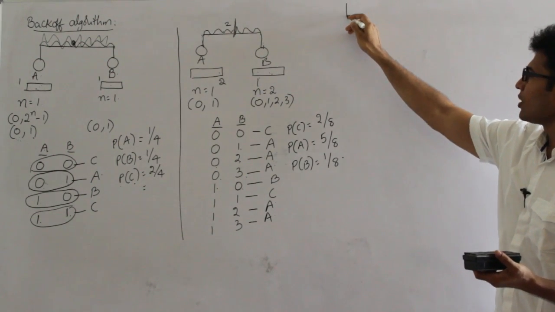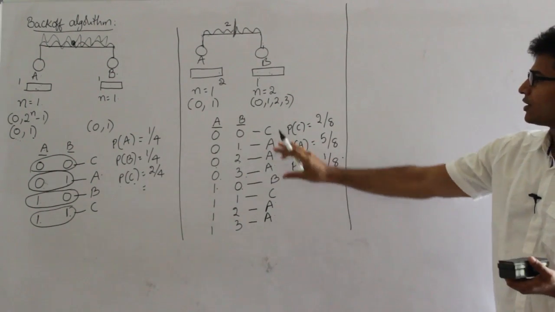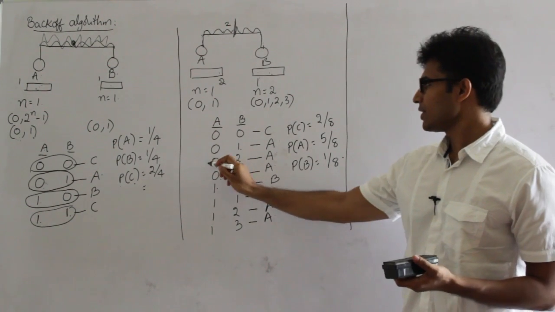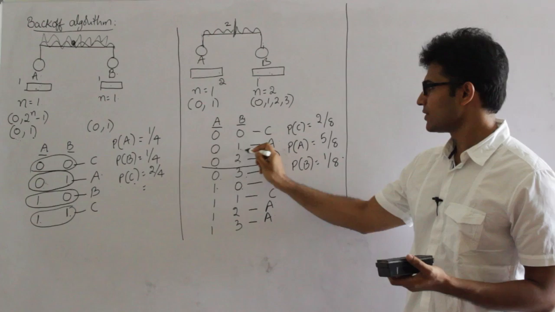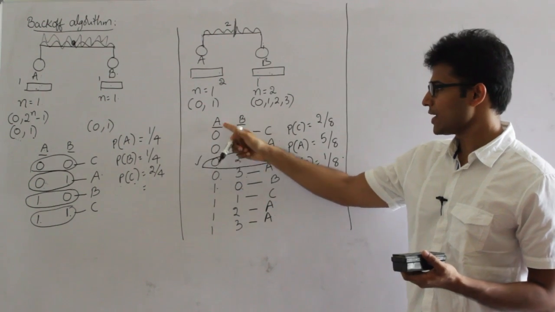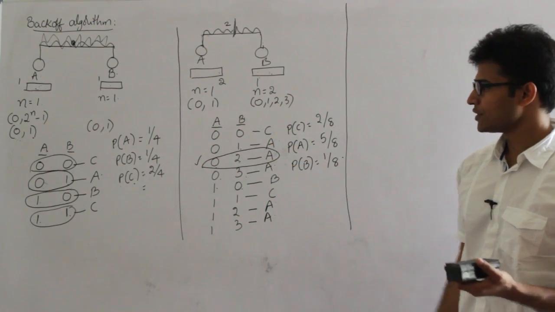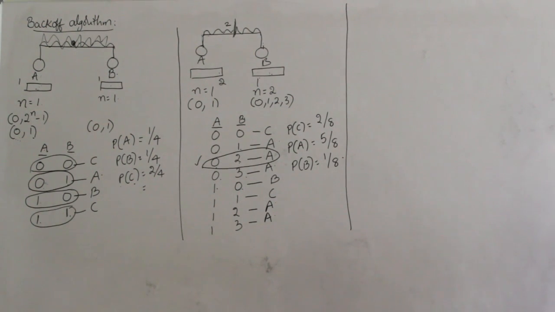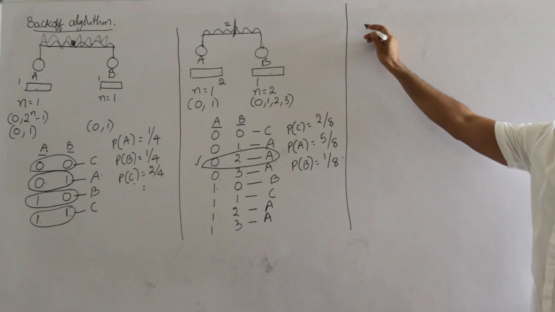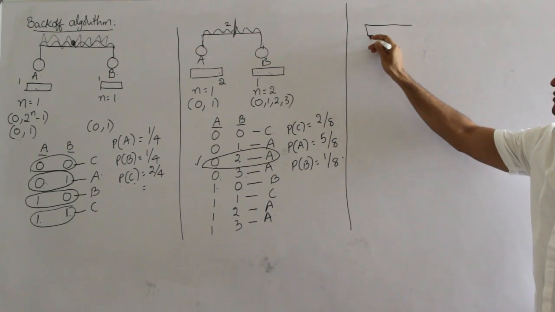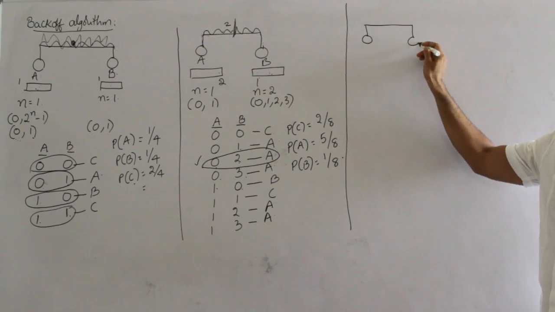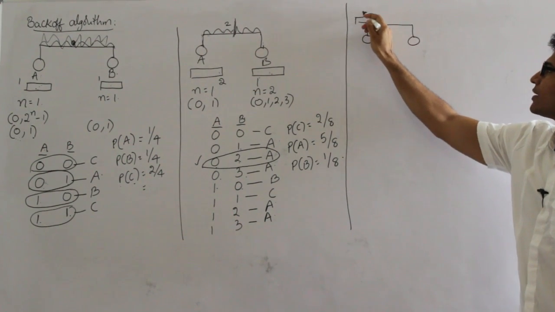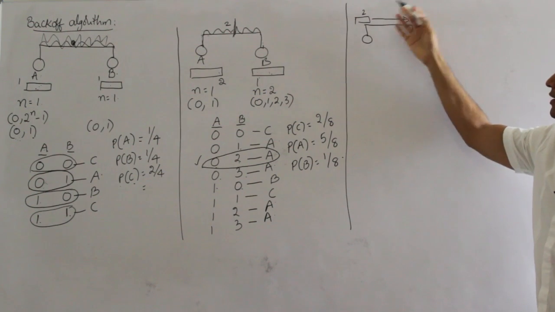Remember that A won the first time, and now this is the second time. Assume that among all these combinations, one of the combinations has happened in which again A won. Let's say A has chosen 0 and B has chosen 2, and A won the race again. Now what happens next? What happens if A wins? A was ready with the second packet, isn't it? A was having the second packet, packet number 2. Now A will send its second packet happily, and that is done.